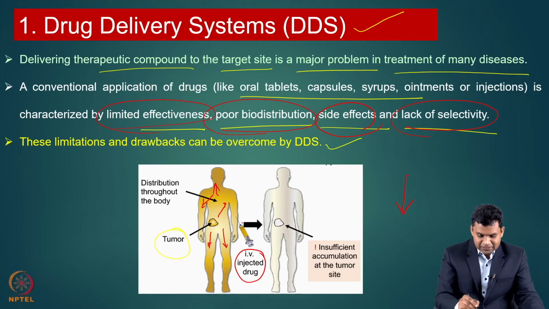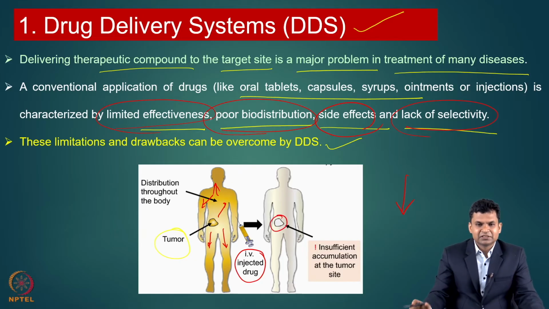Now you can see here, after injection, this is the tumor target site. You will not see any type of drug presence or accumulation in the tumor site. So to overcome this, we must convert our active pharmaceutical ingredients into drug delivery systems.